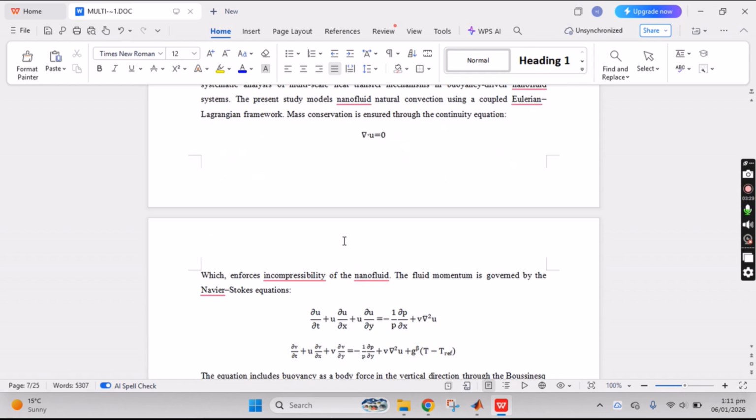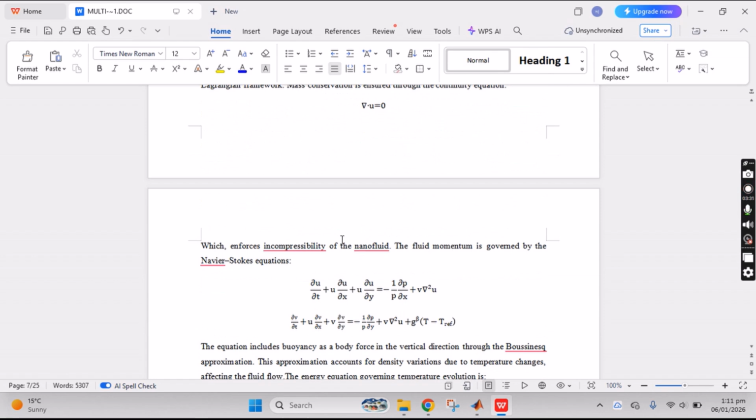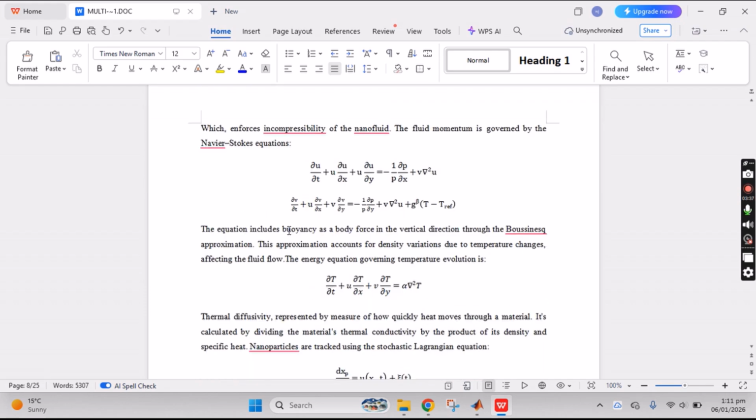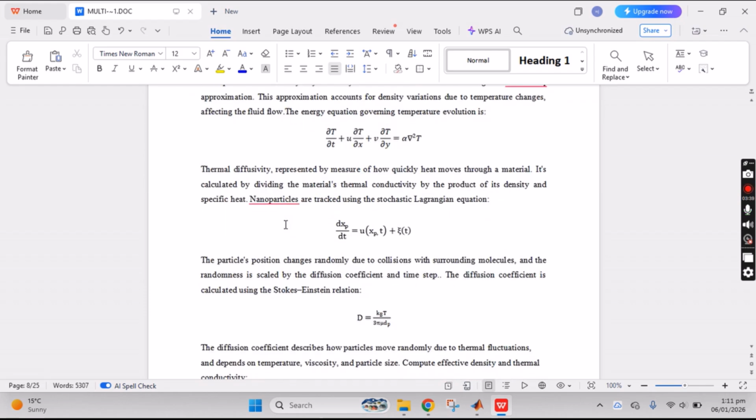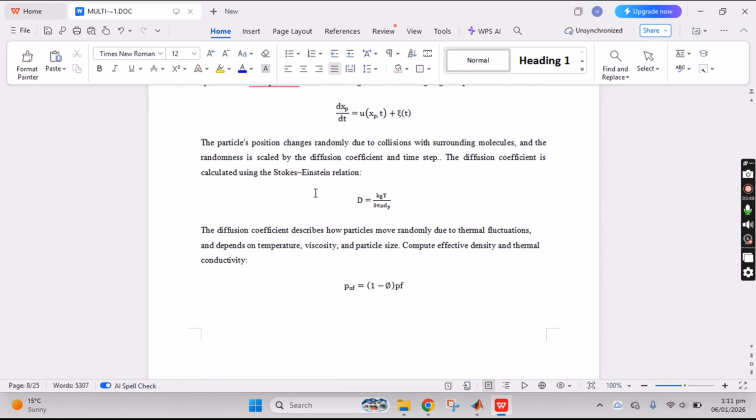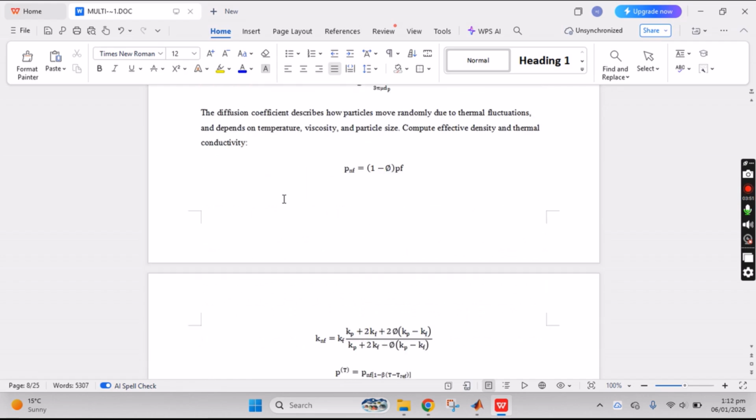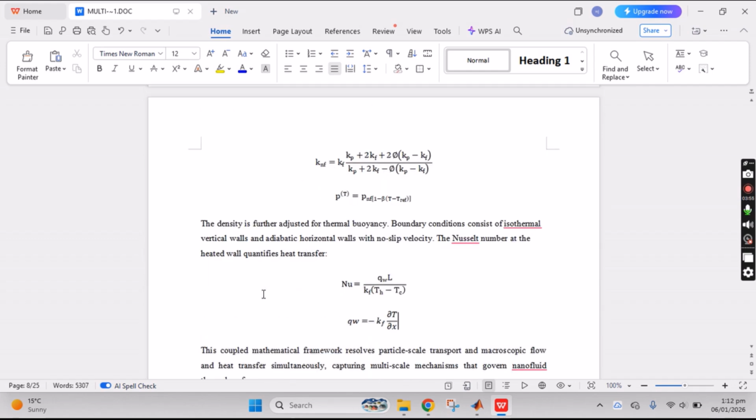conservation, and these are the incompressibility of the nanofluid. The fluid momentum is basically governed by the Navier-Stokes equations. So these are the equations, and the temperature evaluation as well. So the nanoparticles are Lagrangian equations, and these are the Stokes-Einstein relation equation. This is the thermal conductivity equation. This one is also the boundary conditions accordingly.